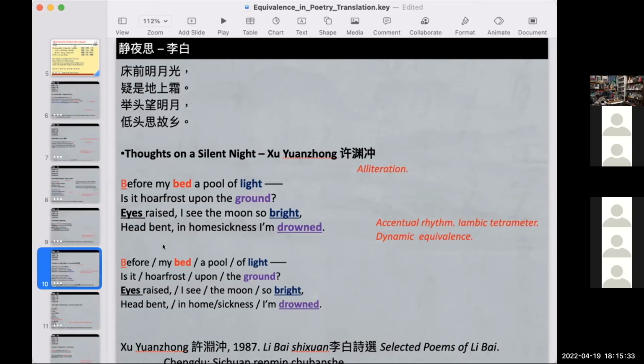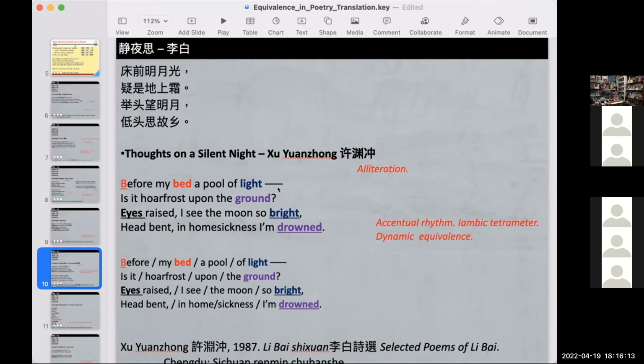I see the moon so bright, ta-tam, ta-tam, ta-tam. Head bent, this is a spondee. Both of them receive the stress. Tum, tum. Same as the third line. Eyes raised, head bent. In homesickness, I'm drowned. This is also because you don't say sickness. You don't put stress on the ness of sickness. But he ends the line with a full iambic. I'm drowned. This is iambic.